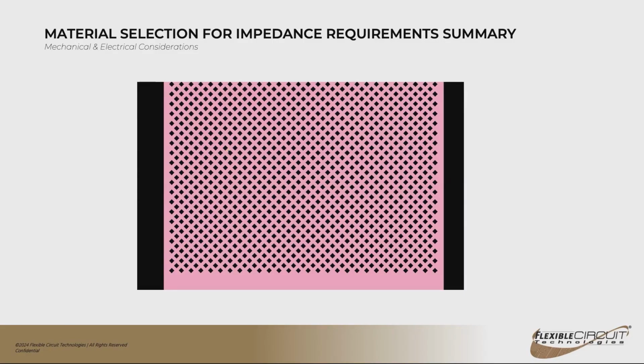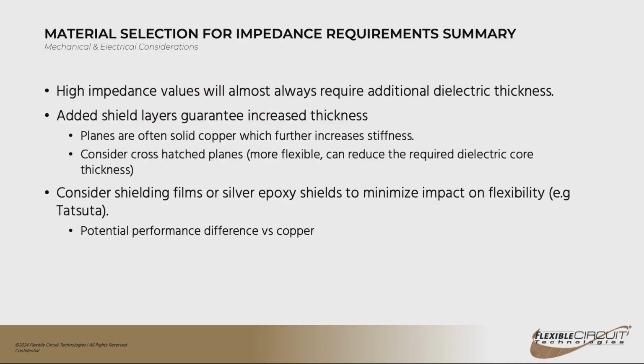We typically like to have our crosshatch running 45 degrees to the length of the signal traces to make them as uniform as possible. Another trick is to use a shielding film like Tatsuda material or silver epoxy, both of which are much more flexible than a solid copper layer would be, but they can potentially have a difference versus copper if you're using them as a return path. So you're going to want to do some testing on that to make sure that they do perform the way you want them to. But from an isolation standpoint, just EMI, they are both very good at keeping the circuit running quiet.